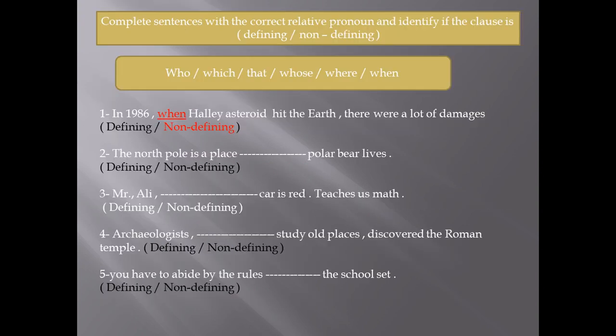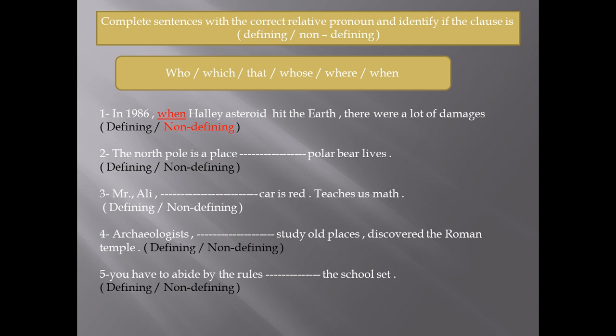Here I have an exercise to complete sentences with the correct relative pronouns from those relative pronouns: who, which, that, whose, where, and when. Then secondly, identify if the sentence is defining or non-defining. يعني بالعربي بدنا نكمل الجمل باستعمال relative pronouns اللي هم who, which, that, whose, where, and when. بعد ما نعبي الفراغ بواحد من هدول الكلمات بدنا نحدد الجملة إذا كانت defining or non-defining.